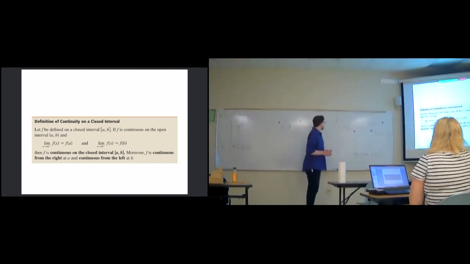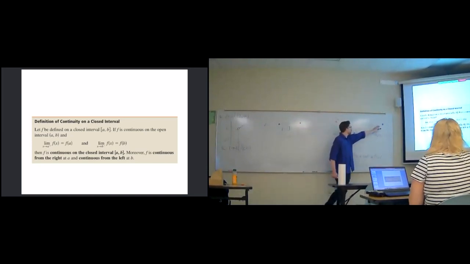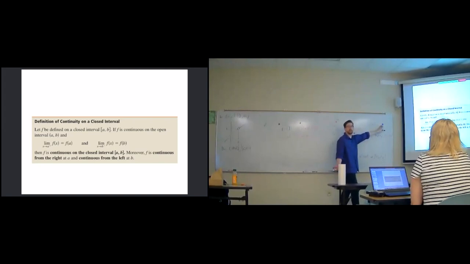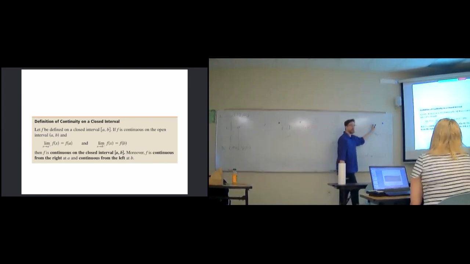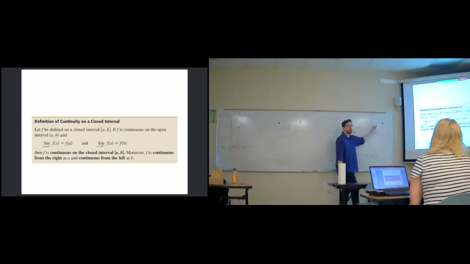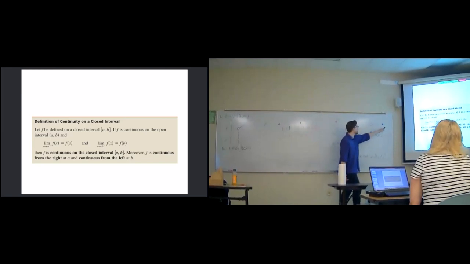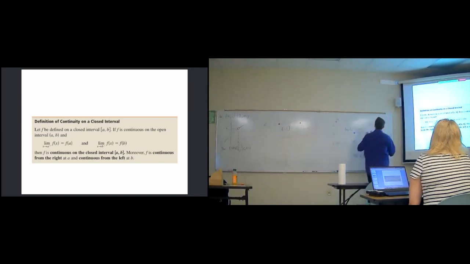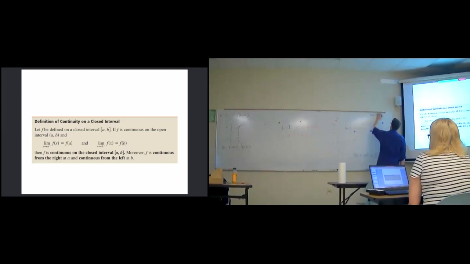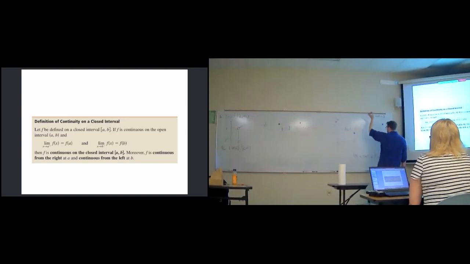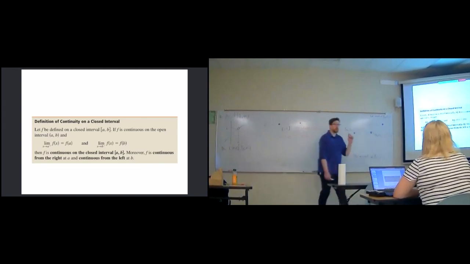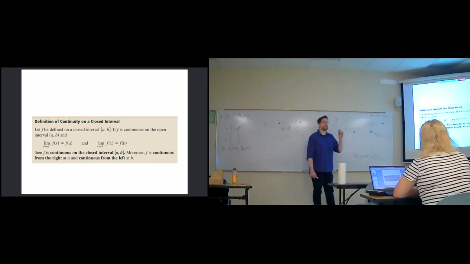Now let's look at the top part here. When we approach C4 from the left, it comes out to be the same thing as our function at C4, right? But when we approach C3 from the right, it is not the same thing as our function at C3. So on this closed interval, C3 to C4, we're not continuous, but we are continuous in the open interval.